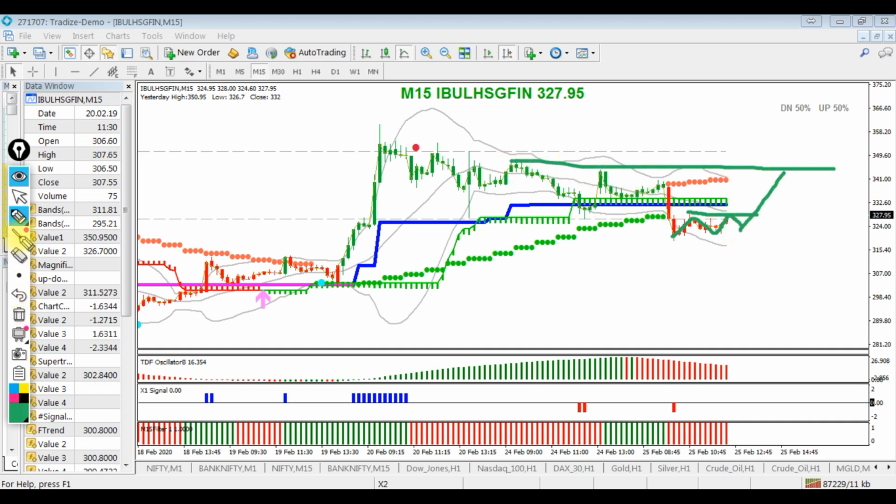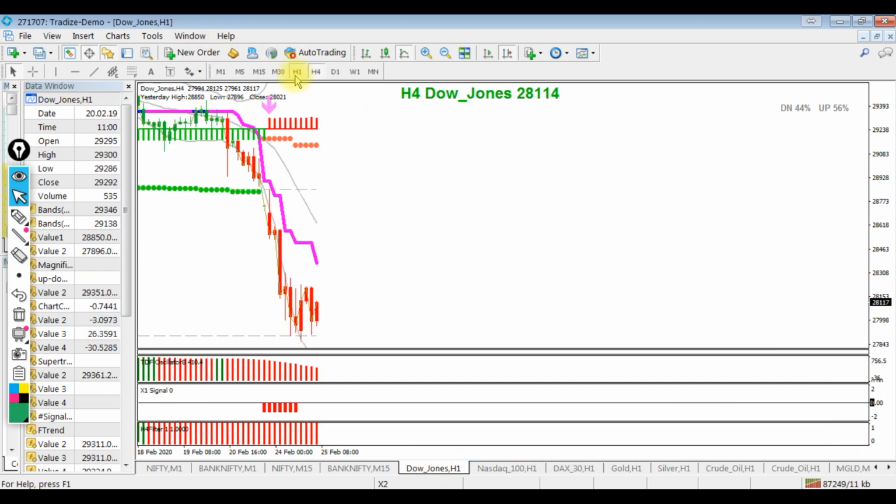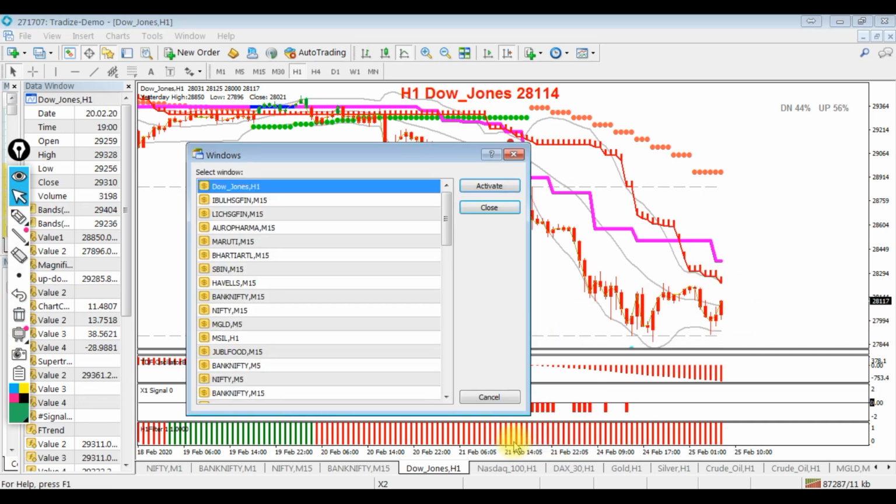Okay. So this is about NSE, and now we will go back to commodities now. So before that, this is Dow chart. So it is still in sell mode. So what happens in the night session we will see. And now we see gold chart.